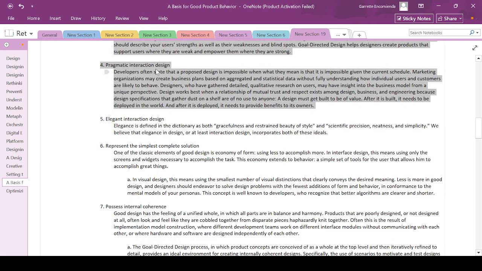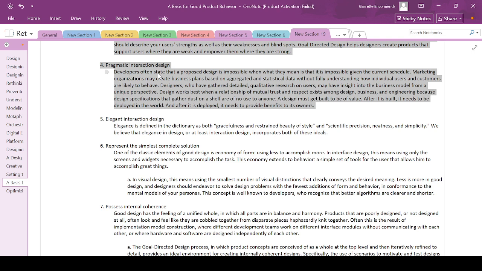Pragmatic interaction design. Developers often state that a proposed design is impossible when what they mean is that it is impossible given the current schedule. Marketing organizations may create business plans based on aggregated and statistical data without fully understanding how individual users and customers are likely to behave.